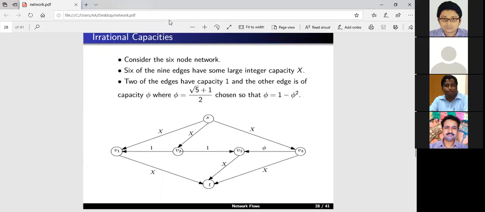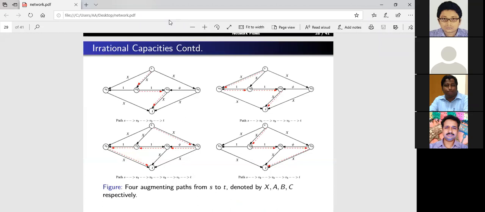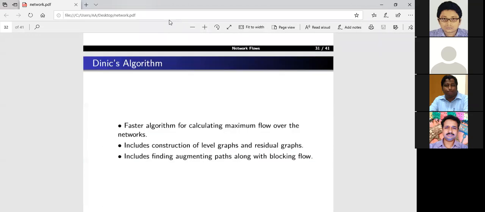Just a brief overview of Dinic's algorithm, which is a variation of this algorithm, but it guarantees that in finitely many steps, the algorithm stops and gives the correct answer.